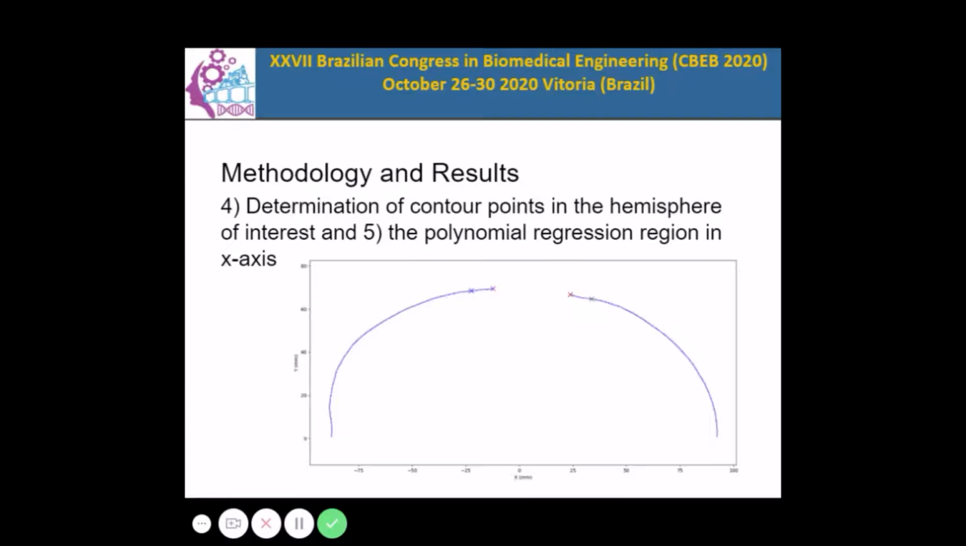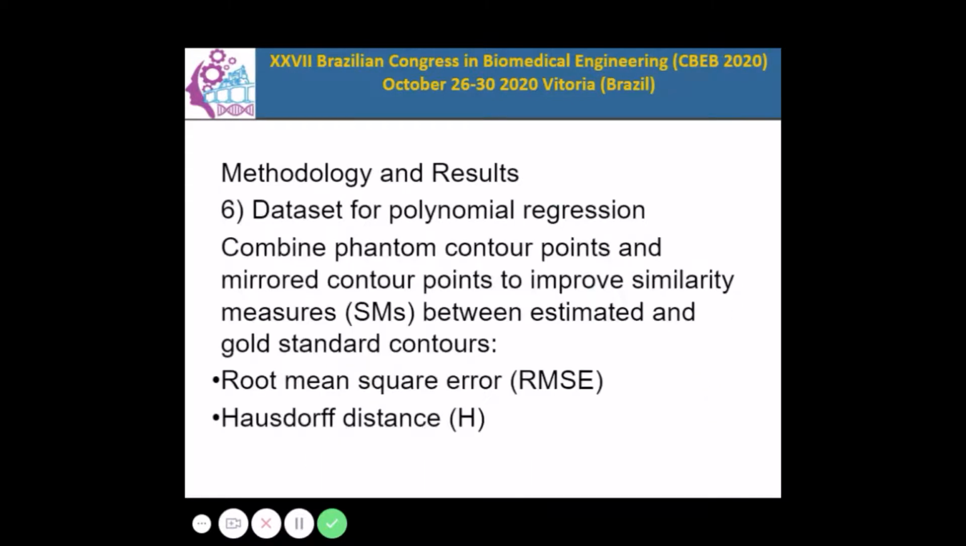Then the initial and ending points of the evaluation region are set using a 10 mm Euclidean distance from these bone defect points, resulting in the more external X's on the figure. The objective of the present study is to verify which dataset, by combining phantom counterpoints and mirrored counterpoints, improves similarity measures between the gold standard contour and an estimated contour.